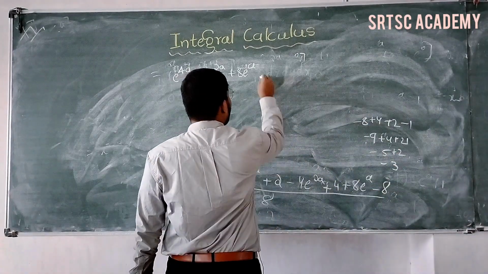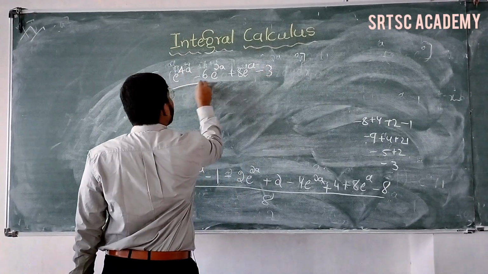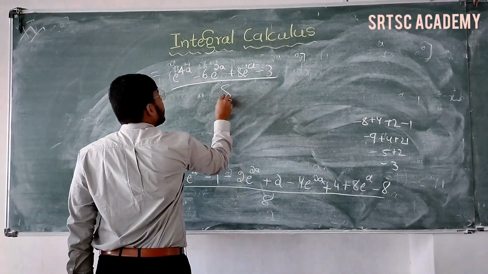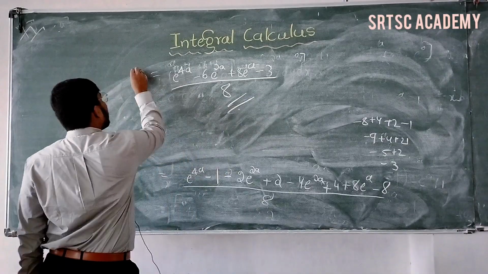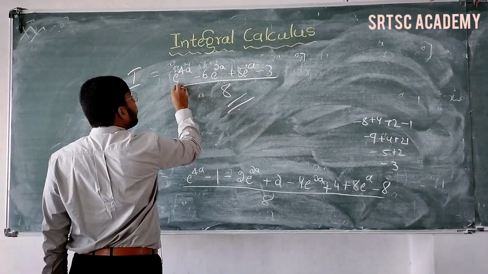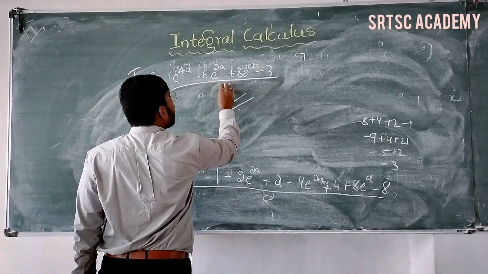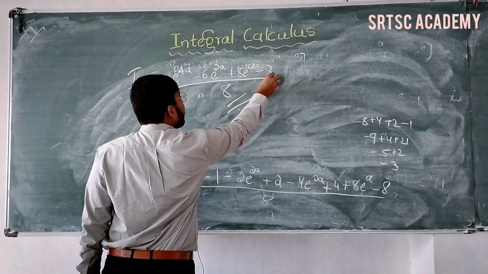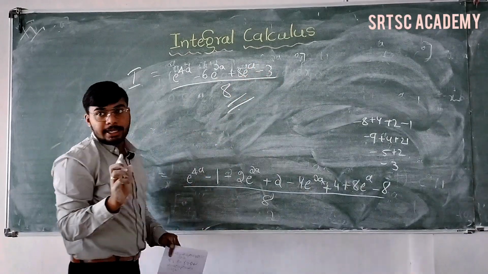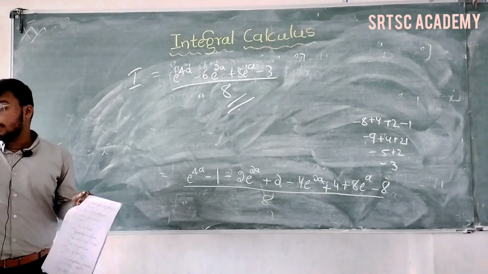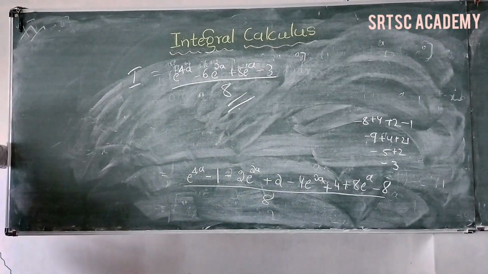So finally what we have? Minus 3 divided by 8. This is your final answer. I equals e^(4a) minus 6e^(2a) plus 8e^a minus 3, whole divided by 8. This is your final answer.